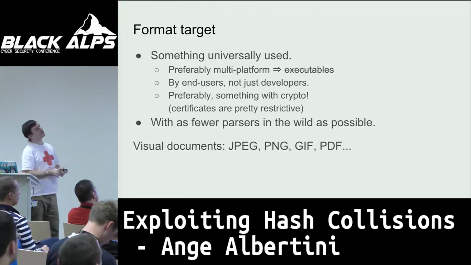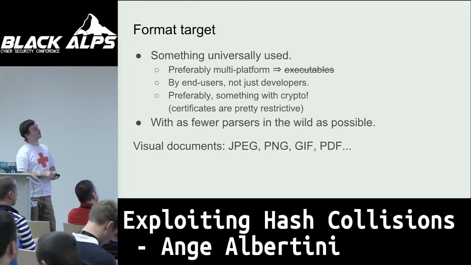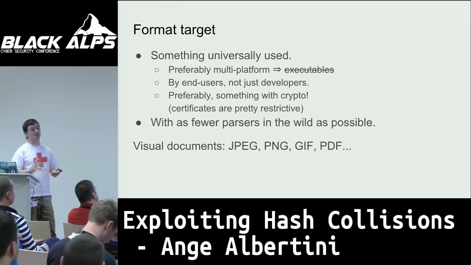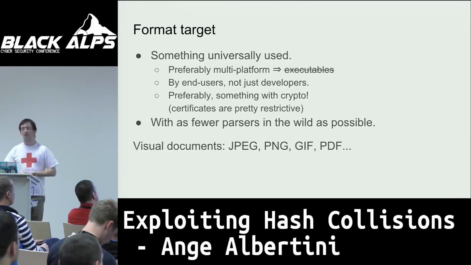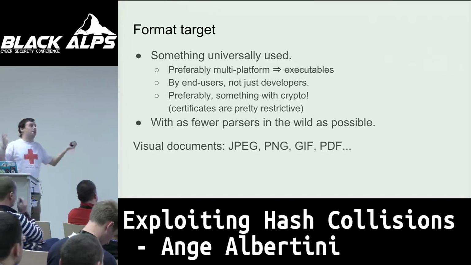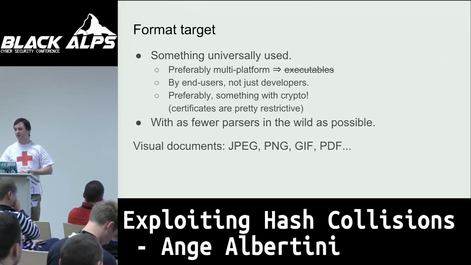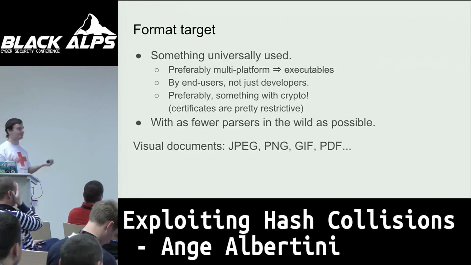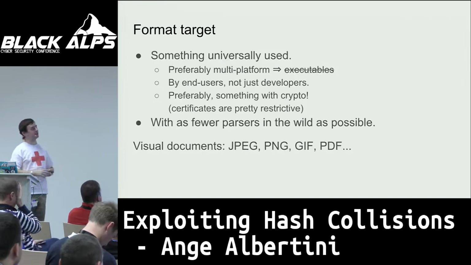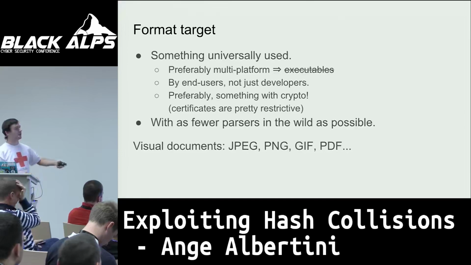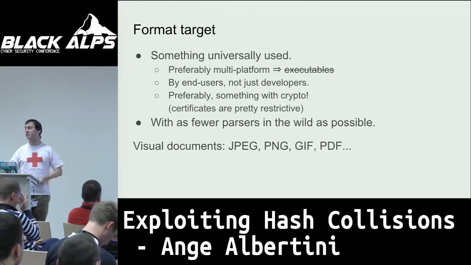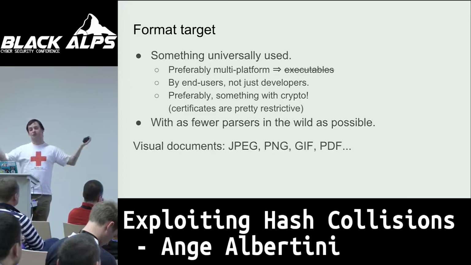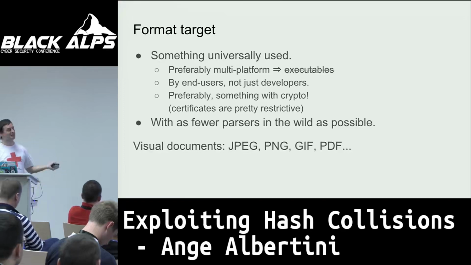So then which formats? Well, for more impact, you prefer to have something universally used, preferably multi-platform, so there are not so many file formats. And of course, used by end users, not an obscure, totally useless file format if possible. An option is preferably something with crypto, but certificates and crypto formats are usually pretty restrictive, so it's not easy, or as far as I know, not possible yet with identical prefix collision. And again, you want really as few parsers as possible, because if you have one file format you have to test on all, I don't know, JSON parsers, then it's a nightmare.